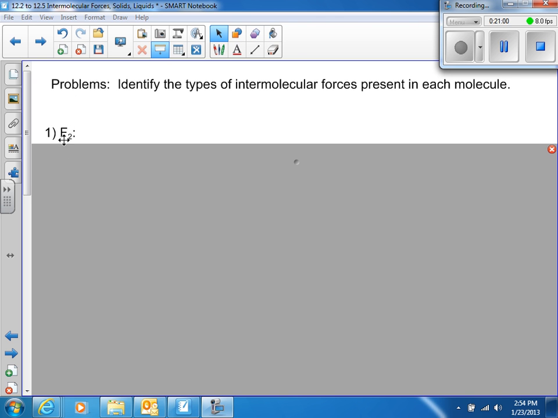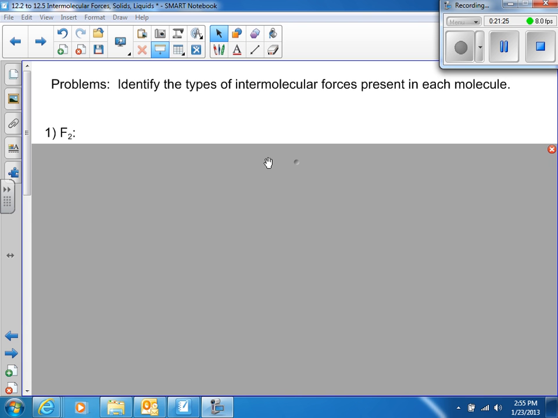So first we're going to do F2. Normally you would have to draw the Lewis structure, and it's through the Lewis structure that we find out if we have a polar or nonpolar molecule. However, since we have F2, it's F bonded to F, and we know that that is not even a polar bond, and we only have one bond. Therefore, this thing is nonpolar.